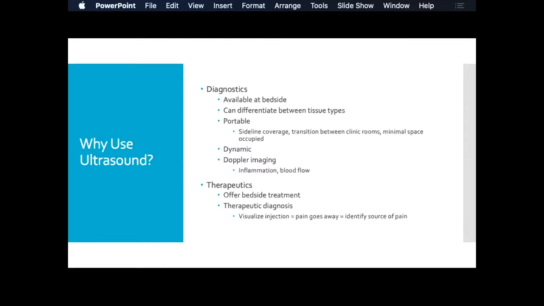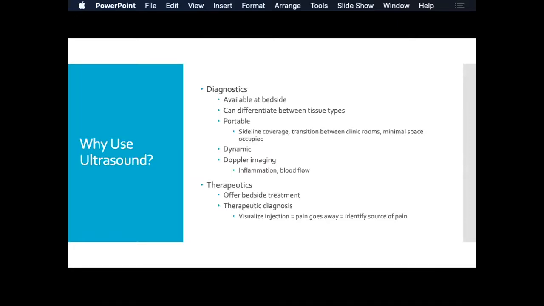And it's a handheld device that hooks up to an iPad or something like that. So you can use this for sideline coverage. You can transition easily between clinic rooms. Minimal space is occupied by this. If you're using a Butterfly, it can fit in your backpack.